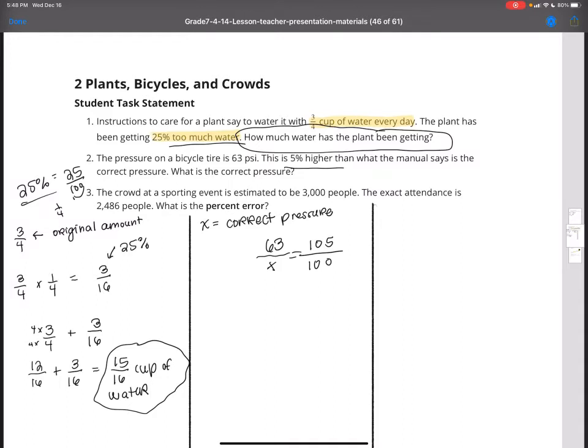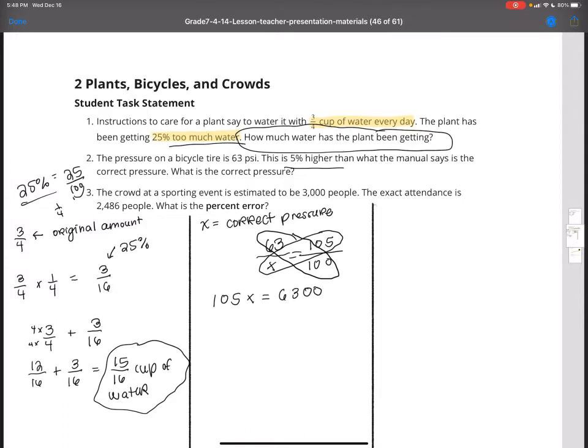So we're going to cross multiply to figure out, well, what's the missing number, or what's the correct pressure? So I'm going to cross multiply x times 105, 63 times 100. So it's going to be 105x is equal to 6,300.